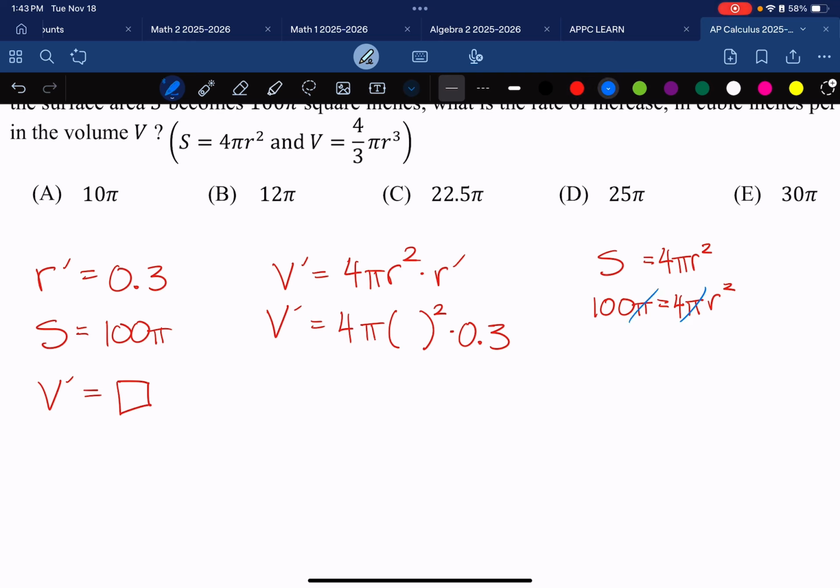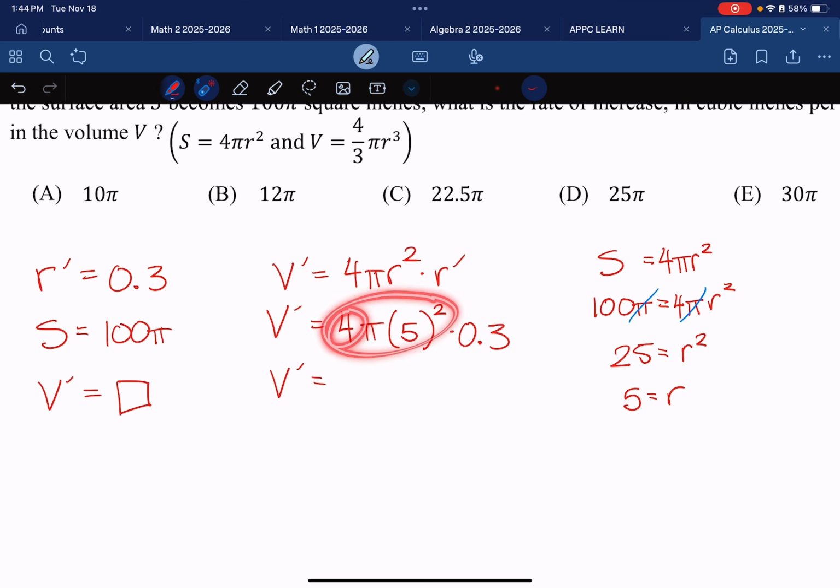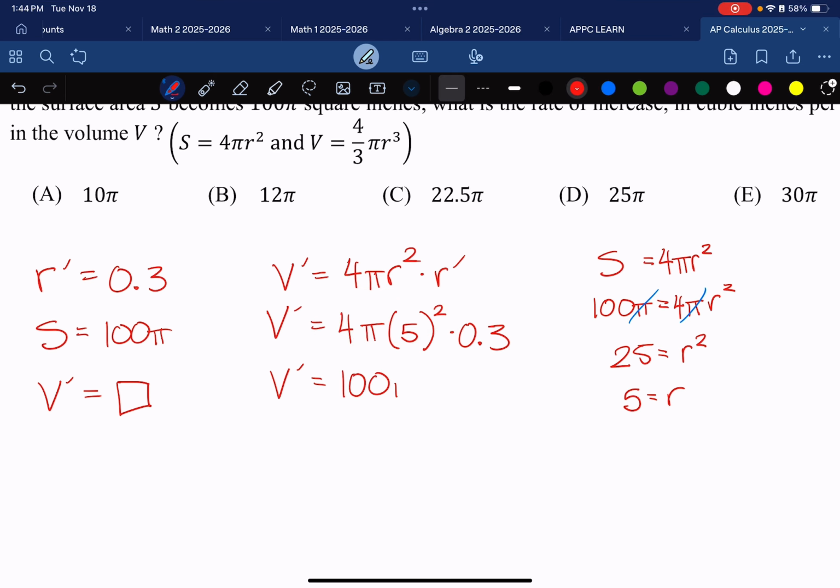Pi is gone. Divide 4 on both sides, and now I get 25 is equal to r squared, and then square root that. It's technically plus or minus 5, but it doesn't make sense to have a negative radius, so I ignore the fact that there's a negative there. Hey, look, we are trying to find r. We found r. R is 5, so I can plug that in and say 5 now, and I can solve. I can say V prime is equal to, okay, well, 5 squared is 25. 25 times 4 is 100. This whole thing right here is 100 pi, and we could have taken that shortcut earlier, times 0.3.